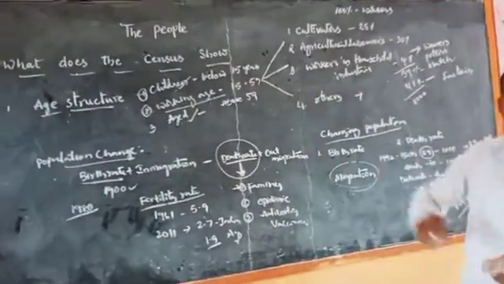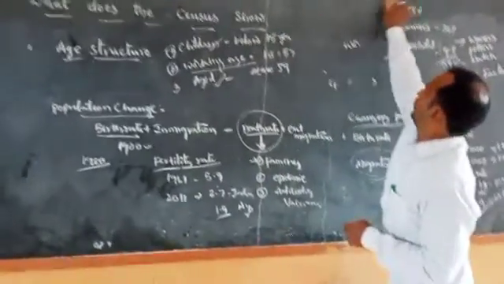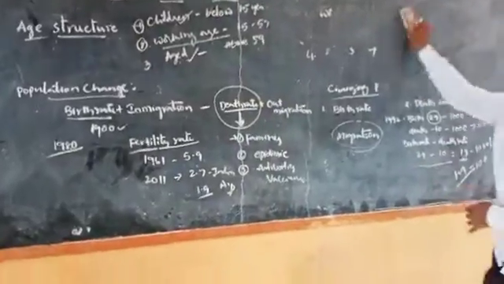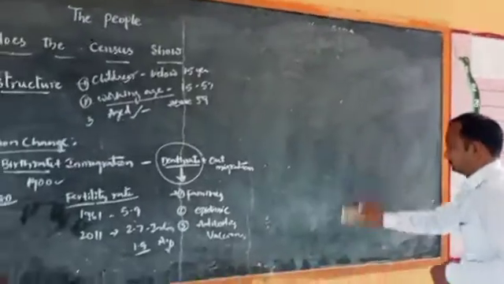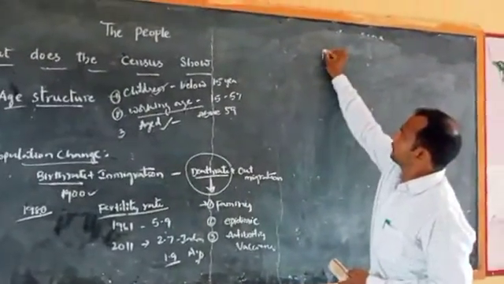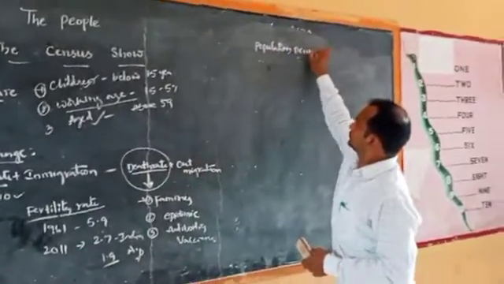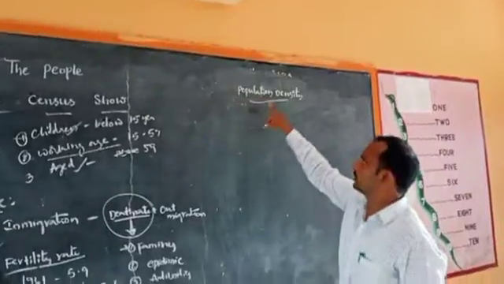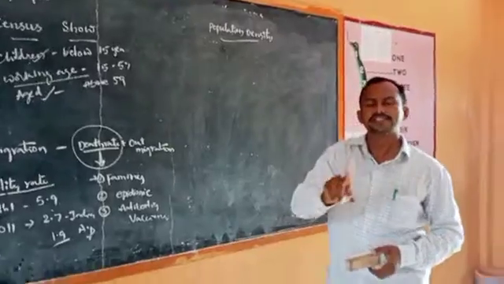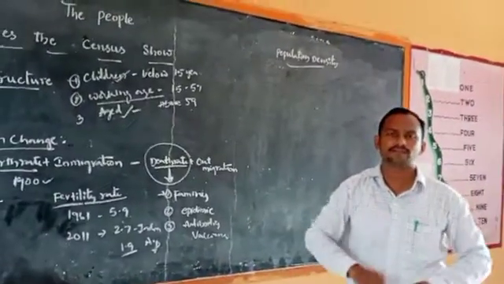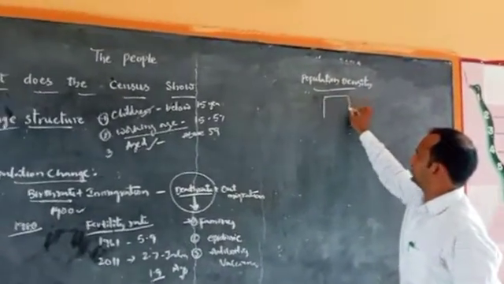So now we are going to learn about the other topic, the last topic, that is the density of population. That is nothing but population density. Now we are going to learn about the population density. Population density means the number of persons living in 1 square kilometer of land. The persons living in 1 square kilometer of land.